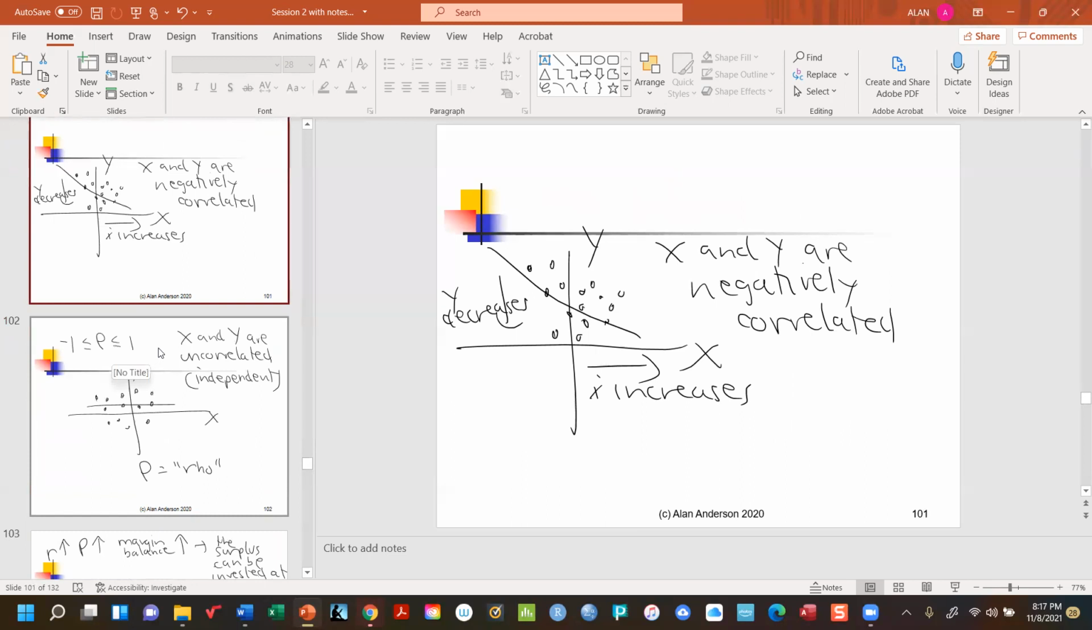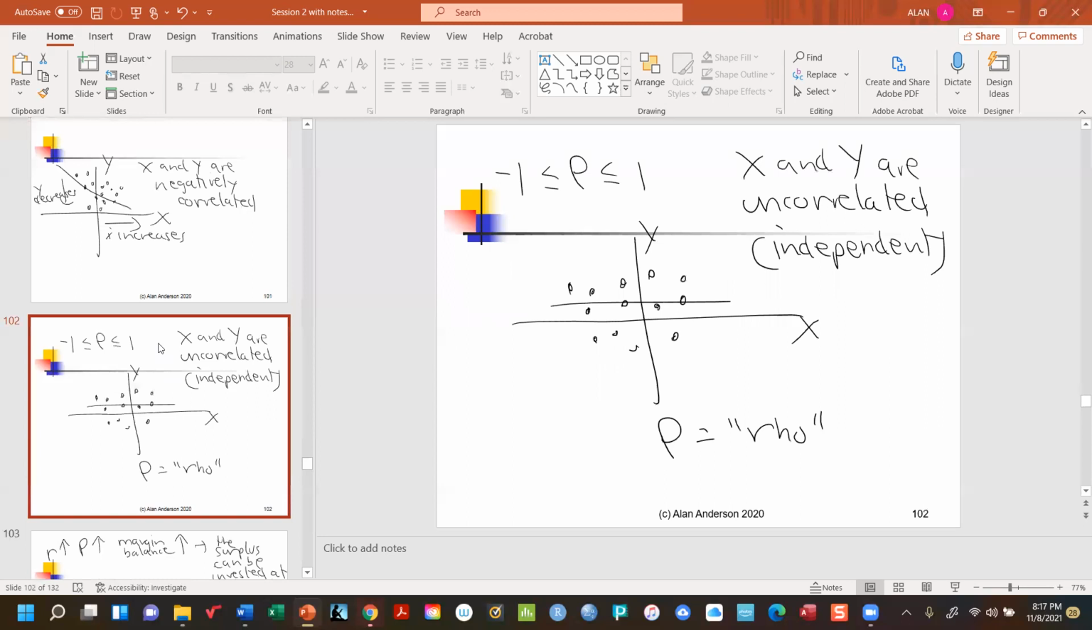Now, there's a third possibility too. 2 variables could be unrelated to each other, in which case they're not correlated at all, like corporate profits and, let's say, the temperature. Unless this corporation is in the business of selling surfboards or something, chances are that their profits are not really related to weather. So the correlation is going to be essentially zero.